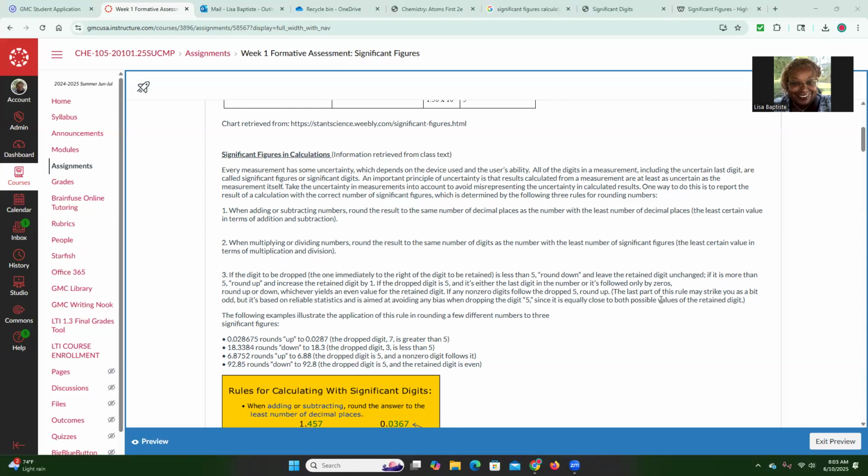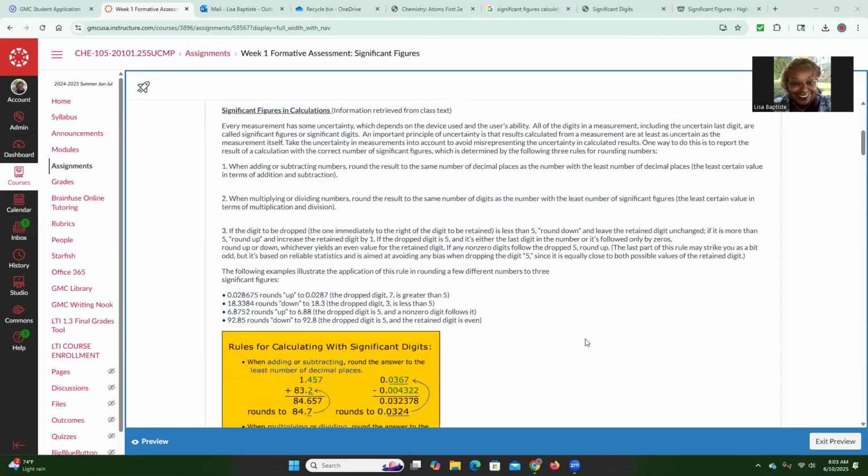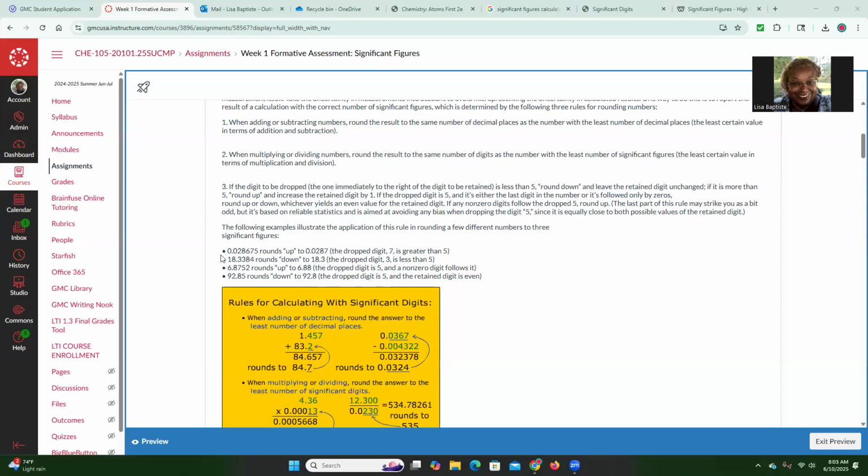The last part of the rule may strike you as a bit odd, but it's based on reliable statistics and is aimed at avoiding any bias when dropping the digit 5, since it is equally close to both possible values of the retained digit. Okay, so let me show you examples to make that a little bit more clear. For these following examples, we want to round each of these numbers to three significant figures.